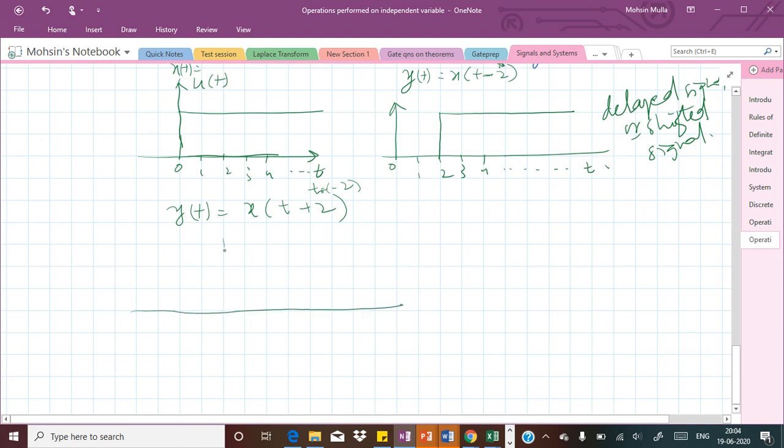So let us take the zeroth axis once again. This is minus 1, minus 2, minus 3, minus 4, so on, plus 1, plus 2, plus 3, plus 4, plus 5, so on. So now the signal that was starting from 0 is going to start from minus 2 because it has to shift towards the left hand side. Okay, so now it is shifted by 2 units towards left hand side. Here it is shifted towards right hand side by 2 units.